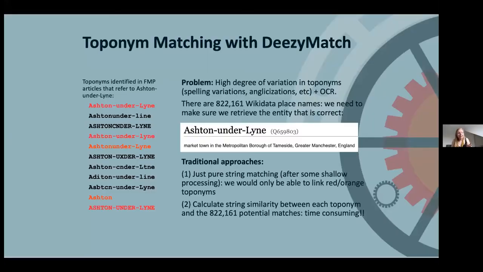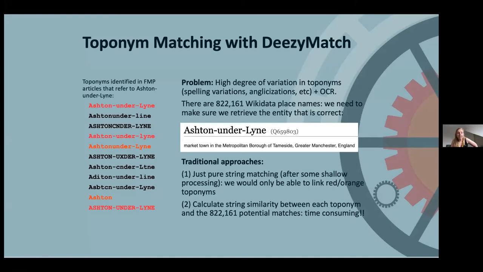However, one of the technical challenges of matching toponyms, both within and across data sets, is the really high degree of toponym variation caused by both regional and diachronic spelling variation, but also terrible OCR. How can we make sure that we're retrieving the right place name? For example, if you look at this slide, of the toponyms that we've identified as Ashton, underlined, the only ones that were being picked up were the red and orange ones, but all the black ones are also the correct place.